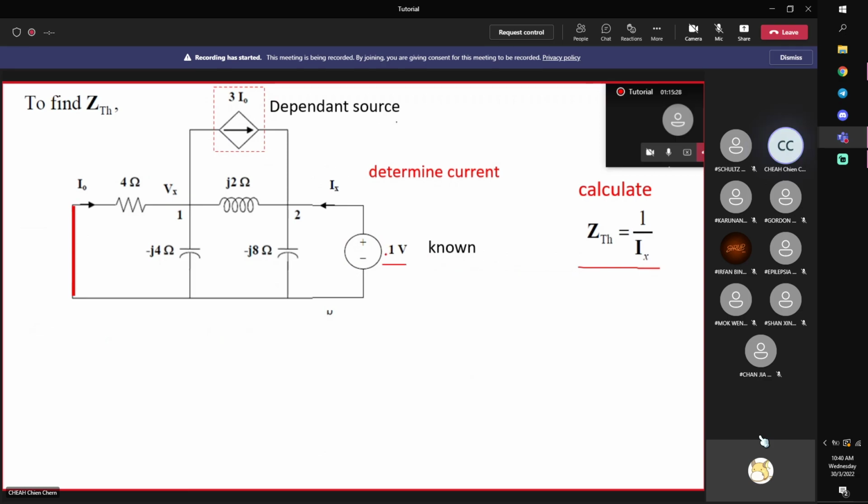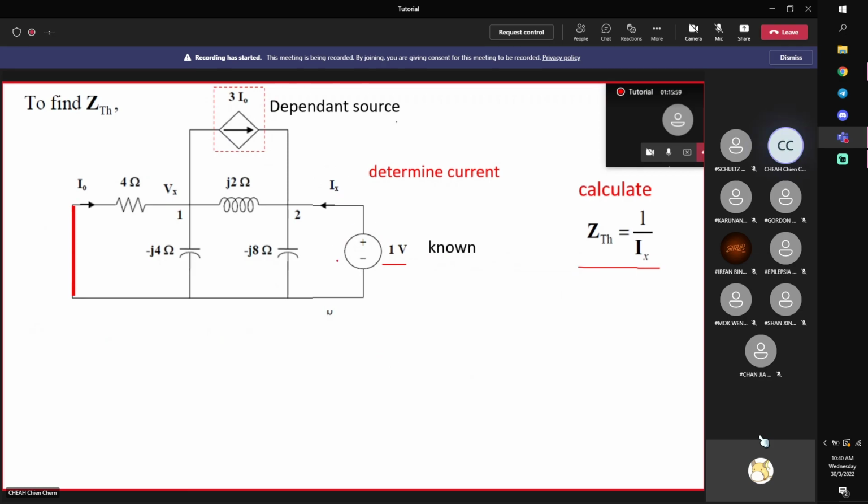Right, you can also try 2 volts, 10 volts, 100 volts, right? No difference actually, because these are linear circuits. If your voltage increases, your current will increase proportionally, right? So when you divide them, the proportional part will cancel out. That means if you get 1 volt, this is 1 ampere; if you use 10 volts, it will be 10 amperes, right? Just for example.